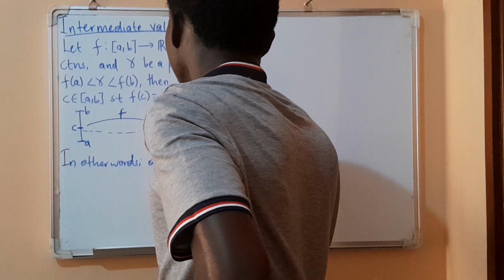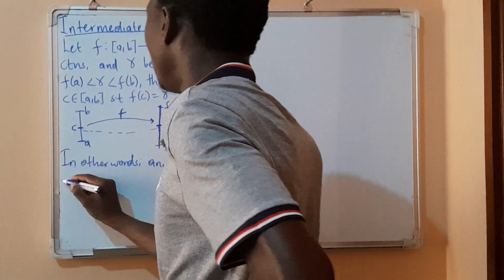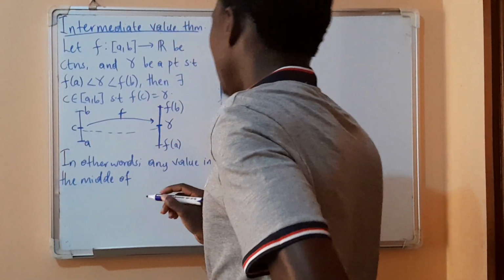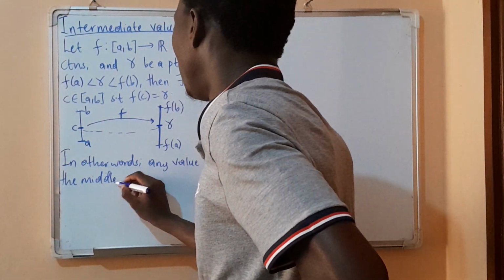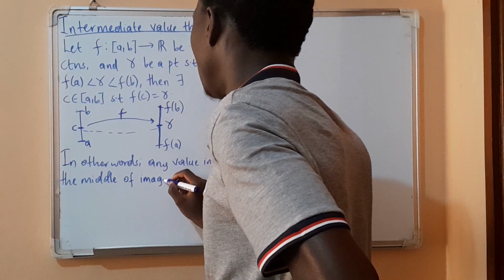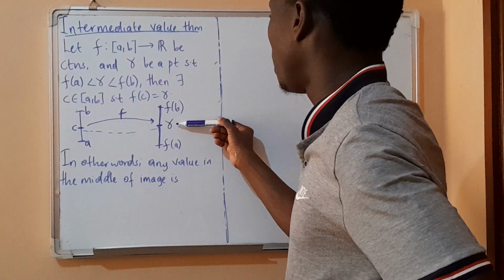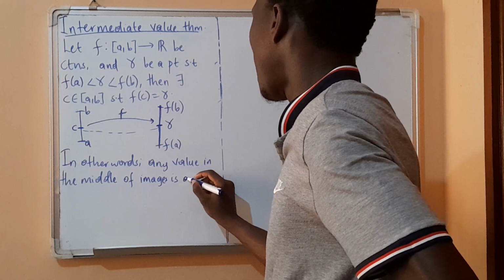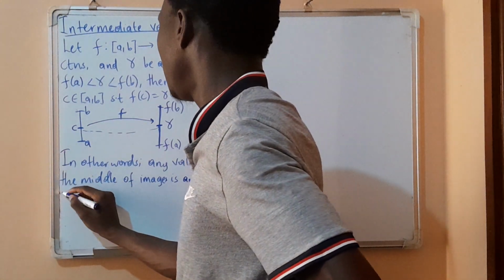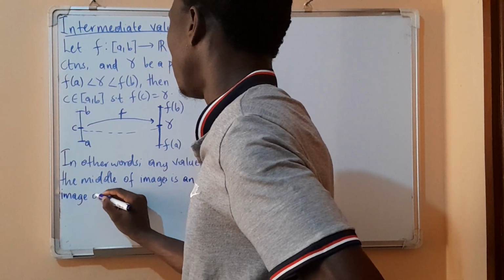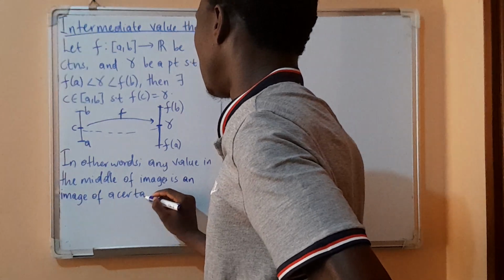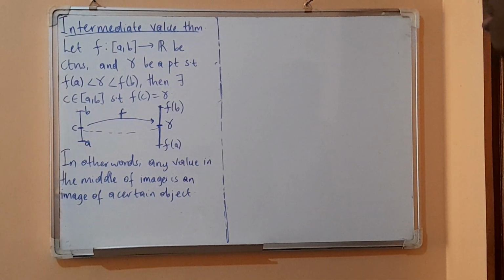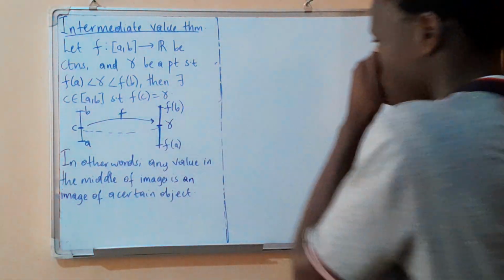any value in the middle of images, because we have gamma is a value in the middle of images. Any value in the middle of images is an image of a certain object. There exists a c such that f of c is equal to gamma.